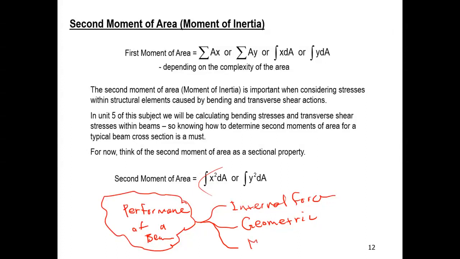And the third one is the material. All right, so all these factors are critical. It is not only the internal force which can let the beam fail or crack, or grow a crack. The second factor is the geometry.